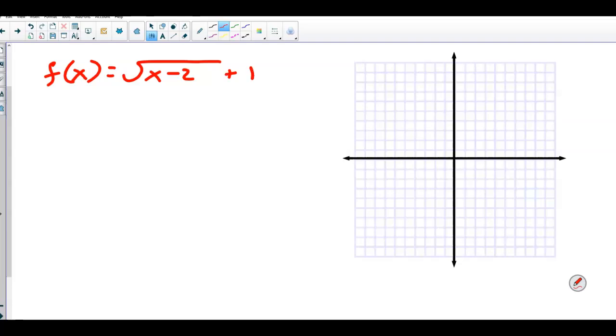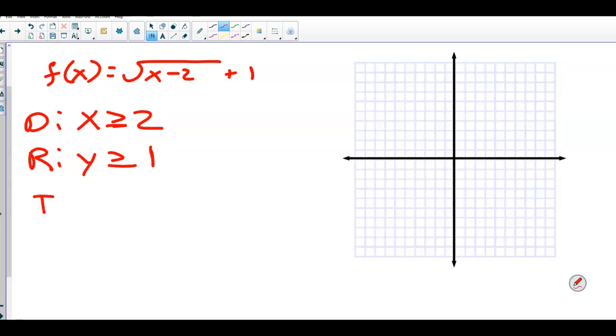All right, the domain is x is greater than or equal to 2. You can't go lower than 2 here. You have to have a positive in your radical. And the smallest number your radical can be is 0, so the smallest number your range can be is 1. I'm sorry, x is greater than or equal to 2 for domain. Range is y is greater than or equal to 1.